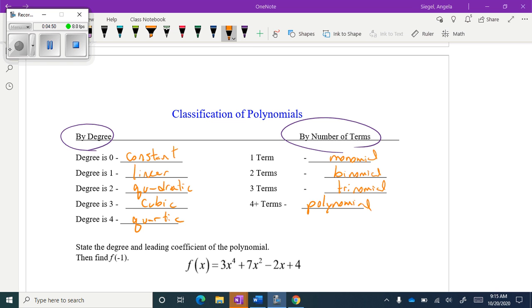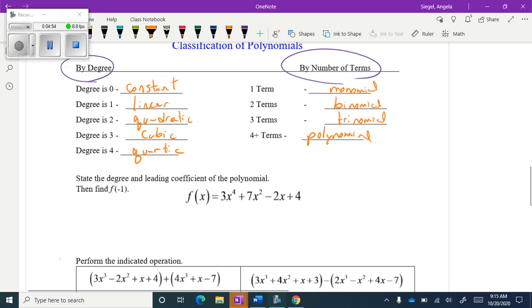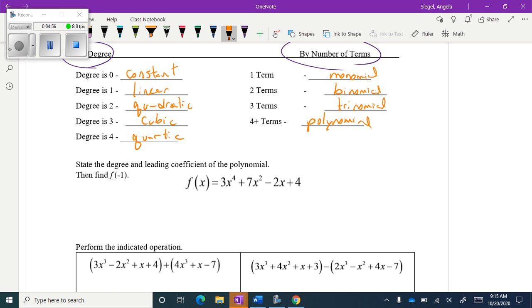Okay, so again, this is just a review. What I want you to do is classify this polynomial. State the degree and leading coefficient of the polynomial, and then I want you to evaluate it. Everywhere you see an x, I want you to plug in -1. So you have 3 things to do.